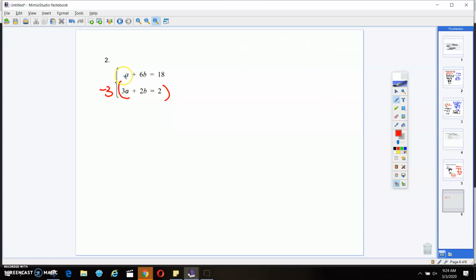So I'm going to rewrite this equation over here. So a plus 6b equals 18. All right, let's see if I make the same mistake in this class. Negative 3 times 3a is going to give me negative 9a. Negative 3 times 2b is going to give me negative 6b. Negative 3 times 2 is going to give me negative 6.